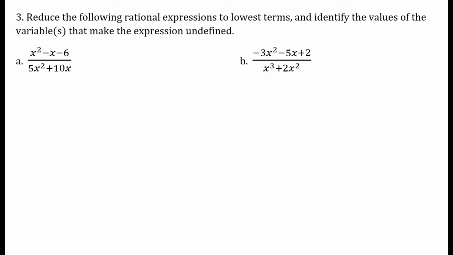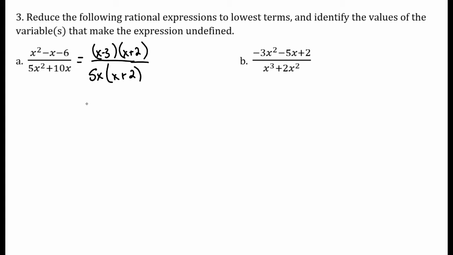We'll see. So whenever we deal with these rational expressions, the first thing we want to do is see if we can factor them. So if I look up top here, I'm asking myself, what multiplies to -6 that adds to -1? That's x minus 3 and x plus 2 over, I've got a GCF here of 5x that I'm taking out, and I'm left with x plus 2.